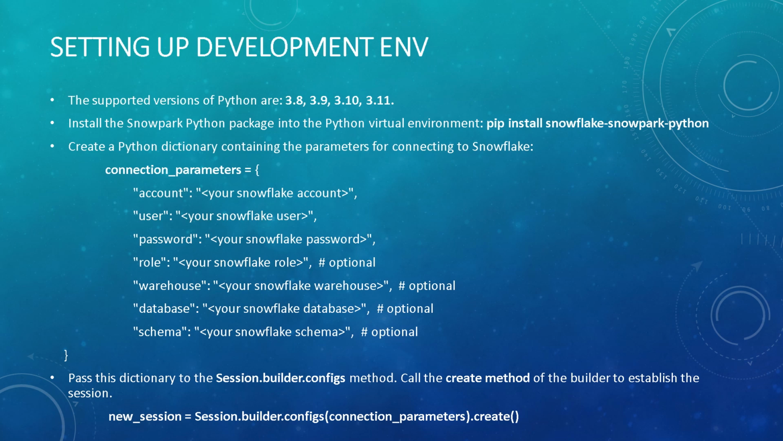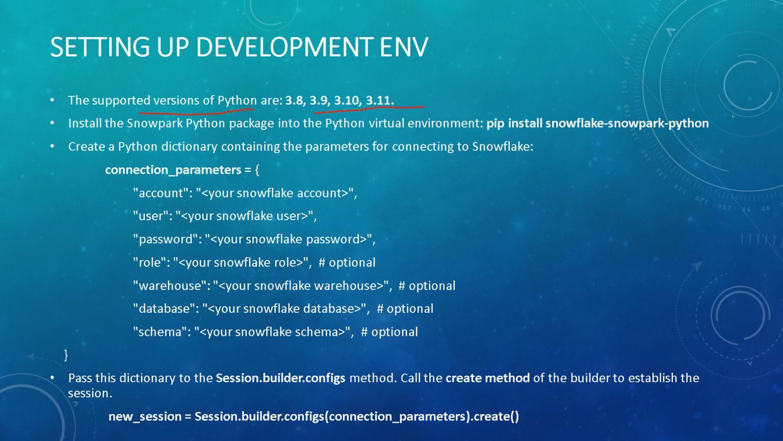Now let us see how you can set up your development environment. So firstly we'll see for Python, then I'll explain for Java also. So for Python, supported versions of Snowpark API are 3.8, 3.9, 3.10 and 3.11. Previously it was only supporting 3.8, but now it has extended its support to 3.8, 3.9, 3.10 and 3.11. Okay, so now we'll see.